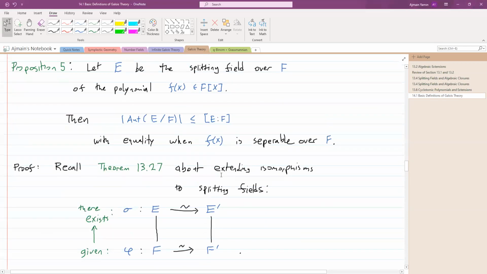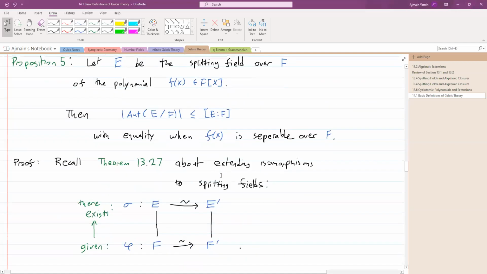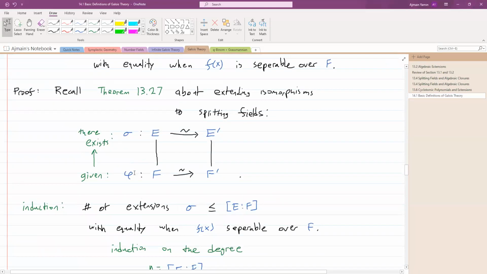Okay, so let's prove this. Just remember what we're trying to prove: that the automorphism group has order less than or equal to the degree of the extension. And in the generic case, when f(x) is separable, which is usually the case, it's an equality. So the automorphism group has order the degree of the extension. So why is this the case?